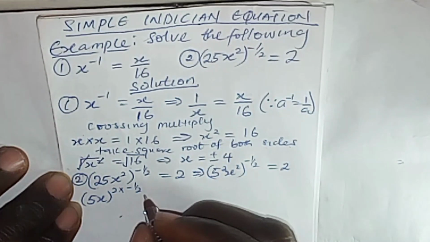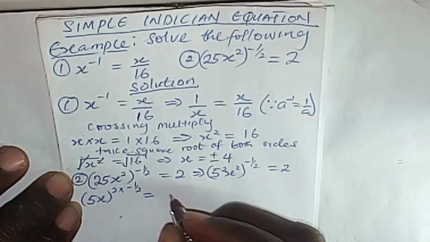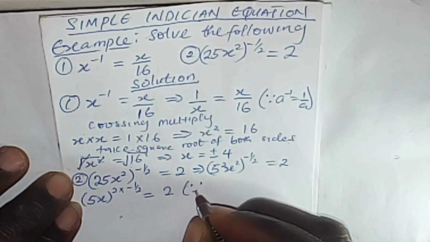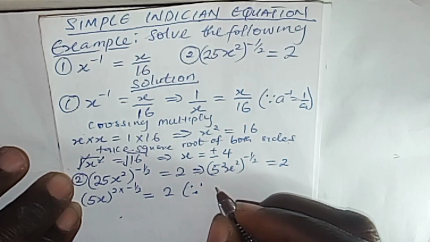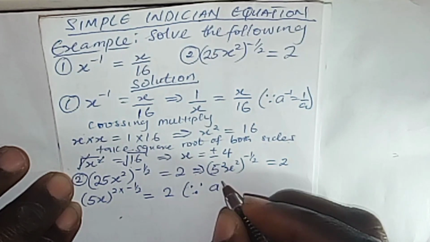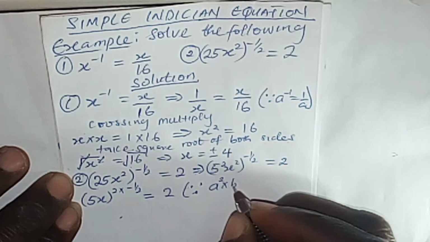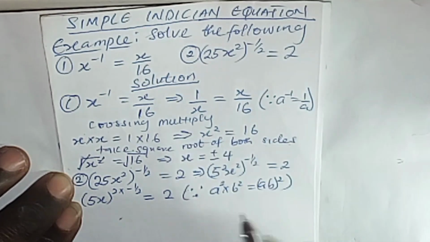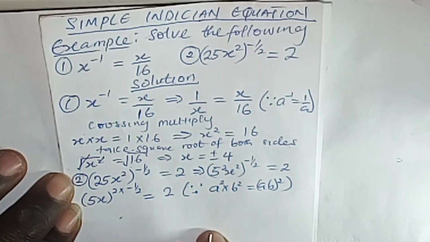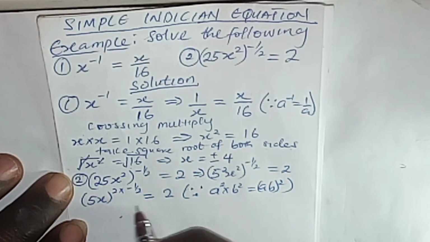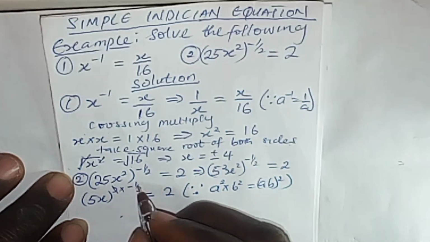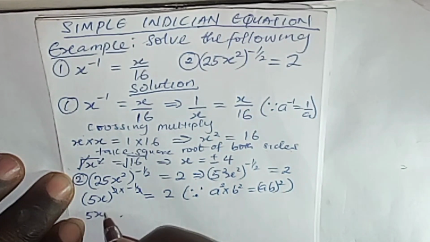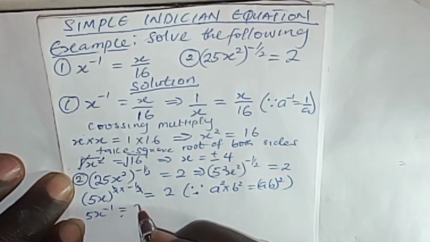So based on the law of indices, what's our reason? Our reason is this: if you have a raised to the power 2 times b raised to the power 2, this is the same thing as ab raised to the power 2. This is one of the laws we've studied before. Therefore from here, these two will cancel these two and leave us with only minus 1. So this is the same thing as 5x raised to the power minus 1 is equal to 2.